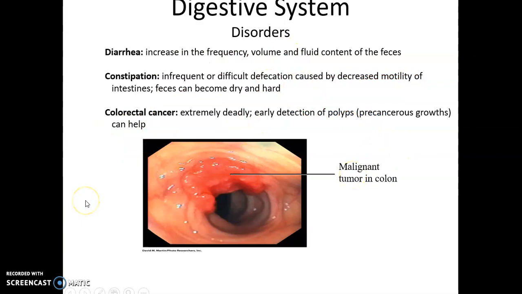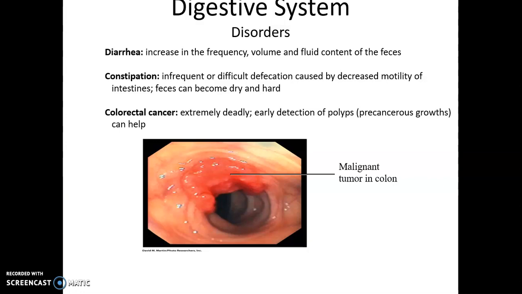Some disorders with the large intestine. Well, there's diarrhea. Diarrhea is when there's an increase in frequency, volume, and fluid content of the feces, so that a sufficient amount of water was not able to be absorbed, partly because the material moved too quickly through the large intestine.